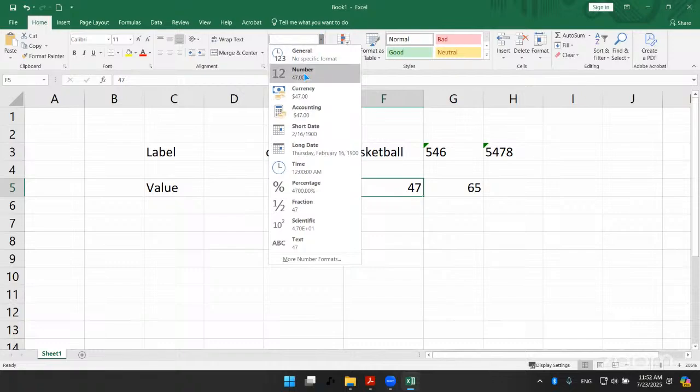Here you can see number. We can select number, or currency. Date, time, percentage, fraction. Likewise, there are different kinds of values. Those are values: numbers, currency, all these things. The last one, text, is the label, and all the other things are values.